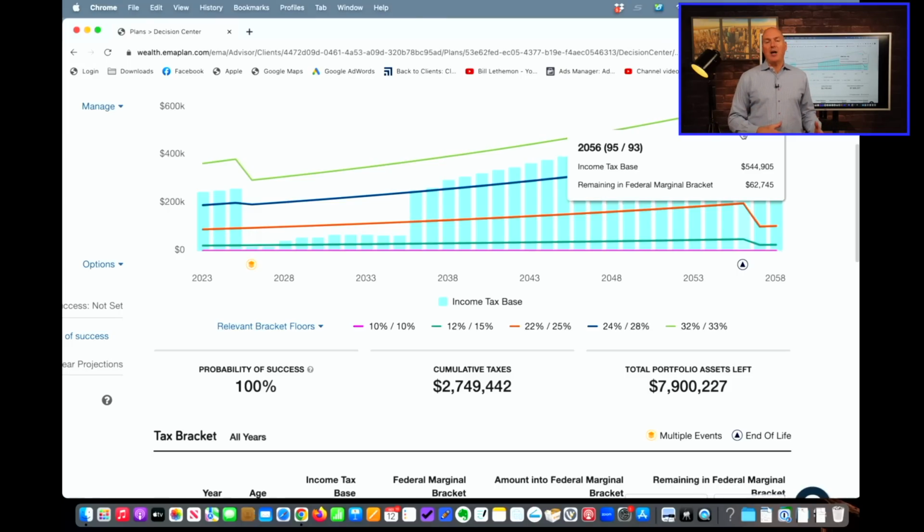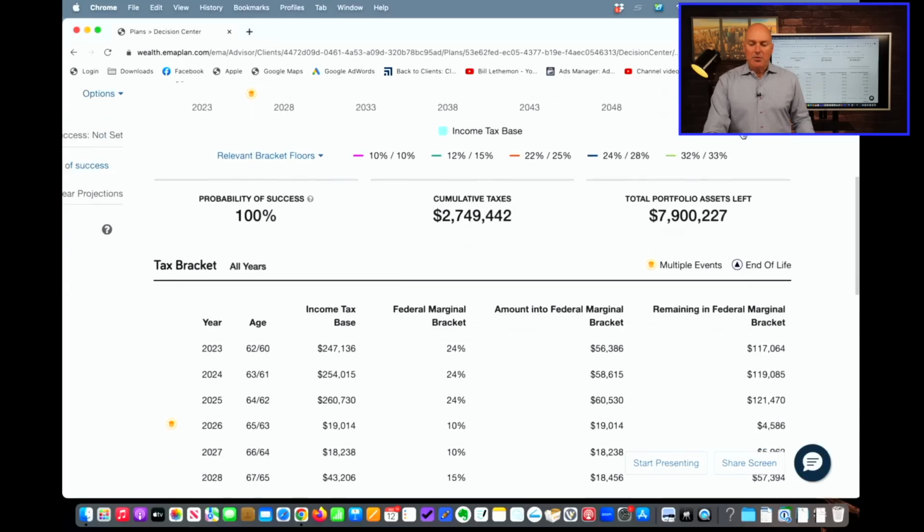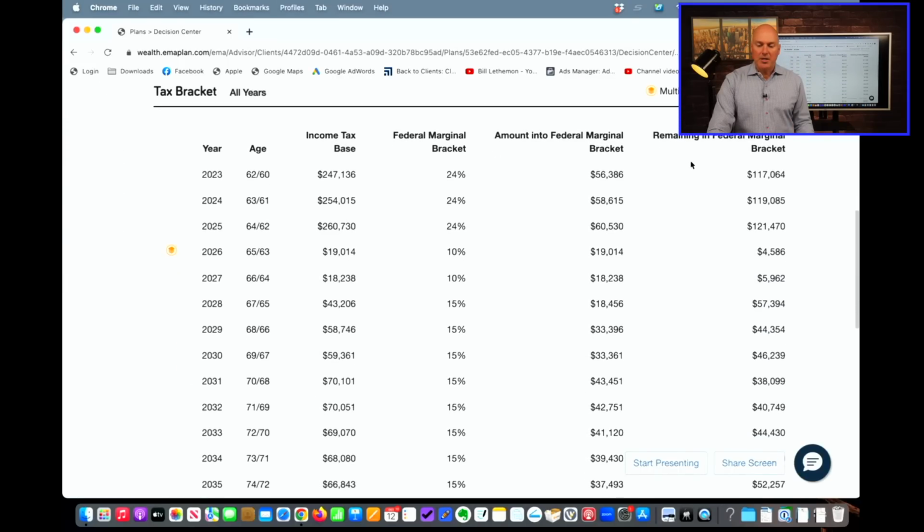But if we've done a good job saving and we have a lot of our money, like I think many people do, in those traditional retirement accounts, and when those RMDs kick in, that's all going to be taxed as ordinary income and potentially pushing you up into a higher tax bracket. So what we have in the software here, now we get into the columns, is a representation of what the actual marginal tax bracket is going to be each year, how far into the tax bracket you are, and how much you have left in that particular tax bracket.